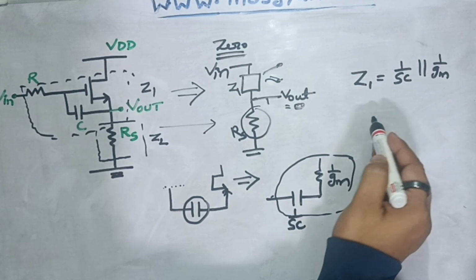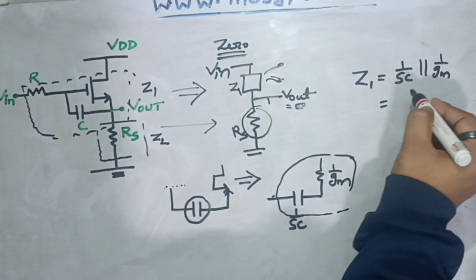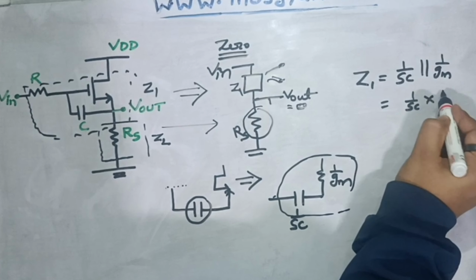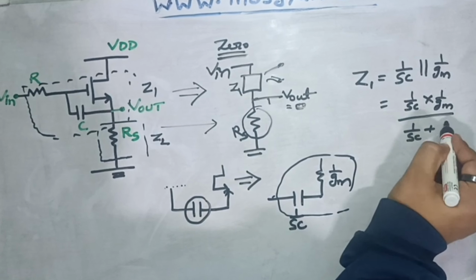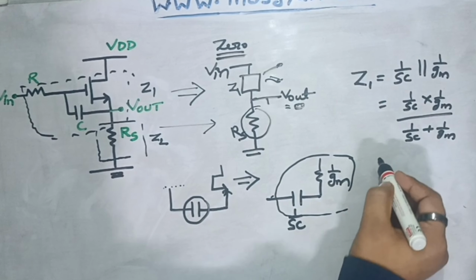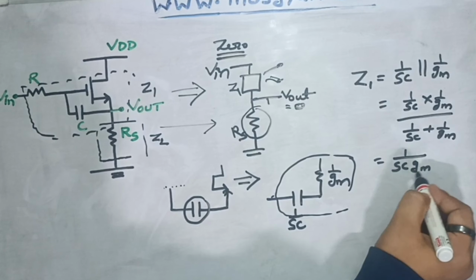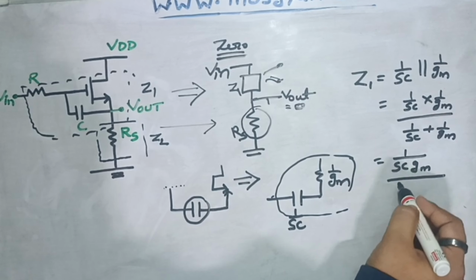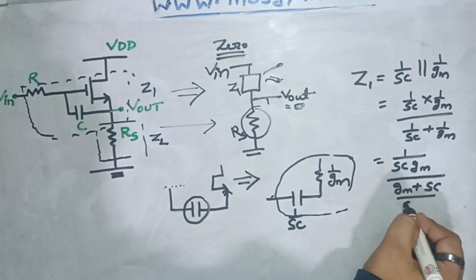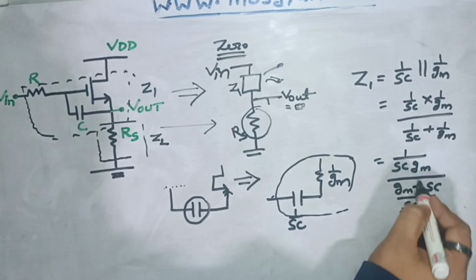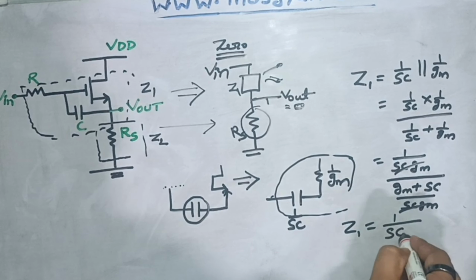So we know if I have to find out the equivalent impedance for two parameters which are in parallel, it will become R1 into R2 upon R1 plus R2. Simplifying it further, we will get (1 upon sC gm) divided by (gm plus sC) upon sC gm. So these two will get cancelled out, and ultimately Z1 we will get is equal to 1 upon (sC plus gm).